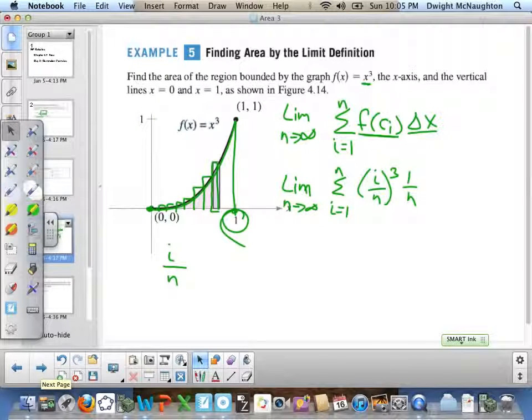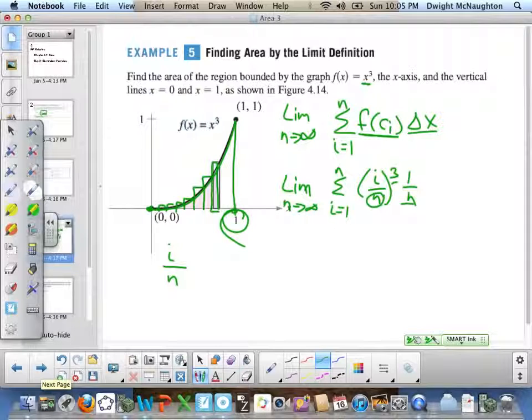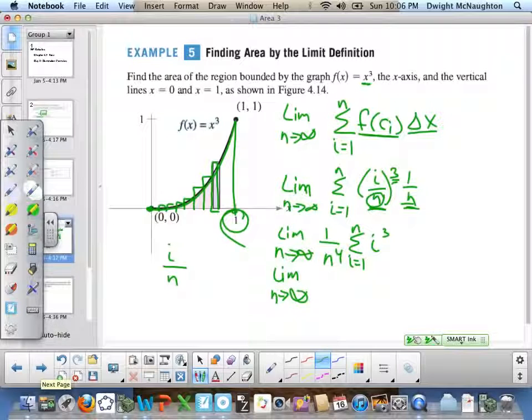And then it's simply a matter of pulling out our constants and using our summation formulas. I can pull out 1 over n cubed, and then 1 over n. So we'll have the limit as n approaches infinity of 1 over n to the 4th, as we sum from 1 to n of i cubed. You look back at your summation formulas, the i cubed formula is n squared times (n plus 1) squared over 4.